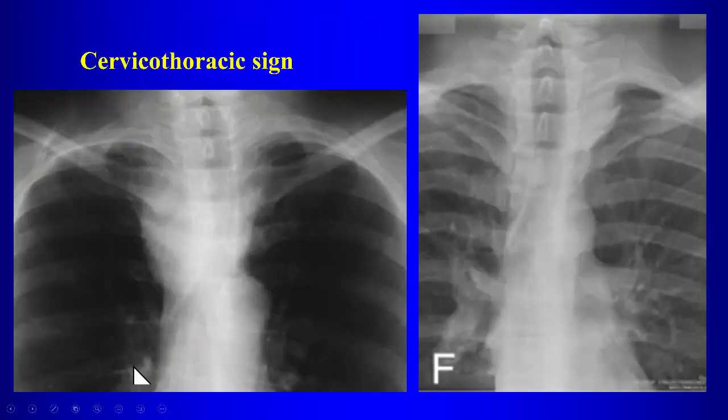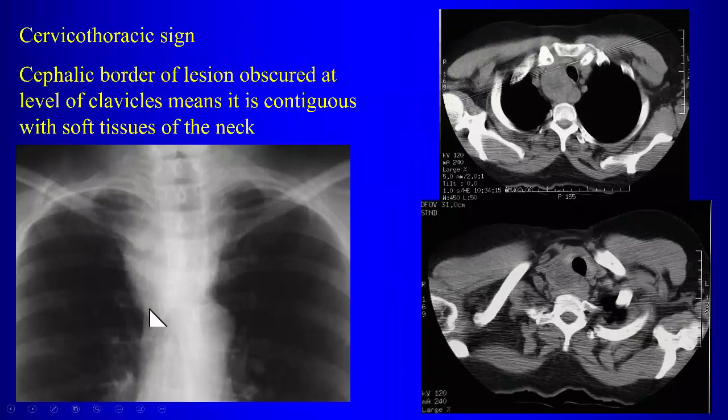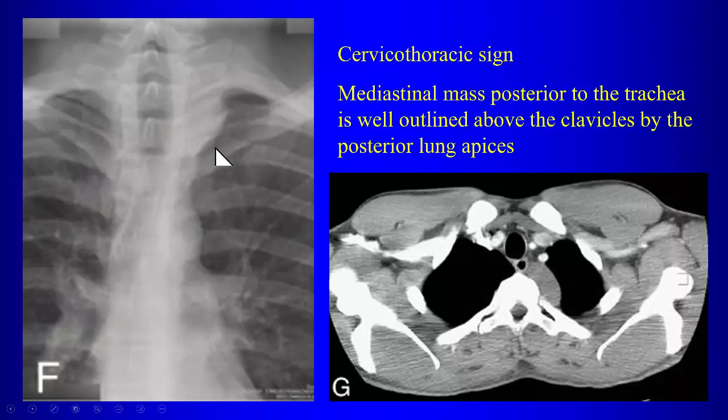So these are examples of the cervicothoracic sign. If we can see the lateral border above the clavicle, we think posterior. If the lateral border disappears above the clavicle, we think anterior. So for a thyroid lesion, it disappears when you go above the clavicle. There it is there. For this thing in the posterior mediastinum, you can see the lateral border very clearly above the clavicle. That's posteriorly located, interfacing with lung tissue. Okay?